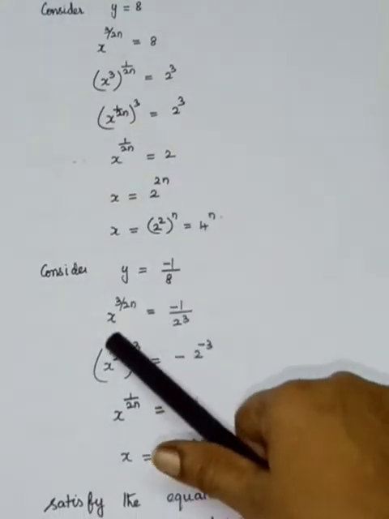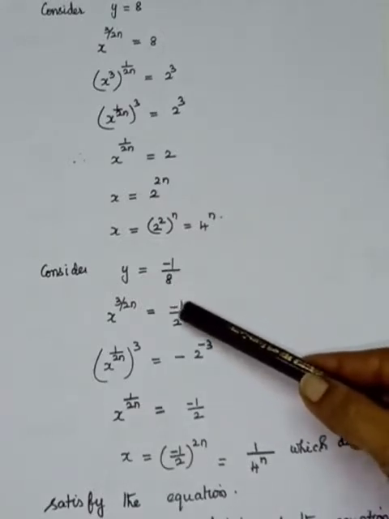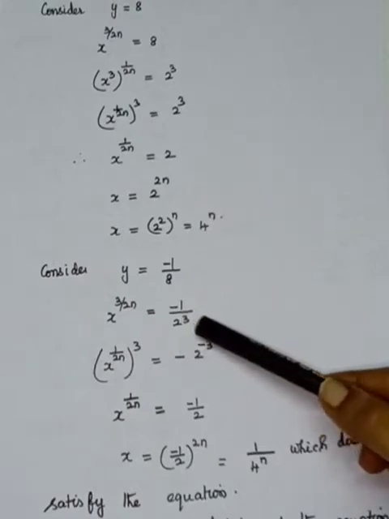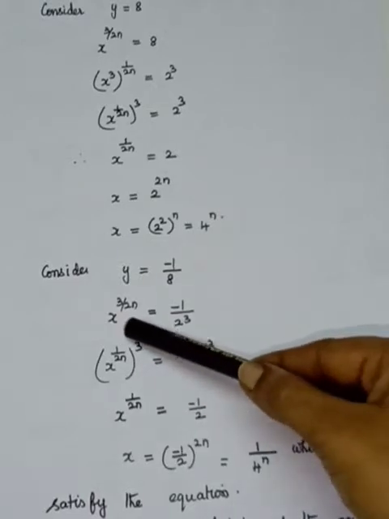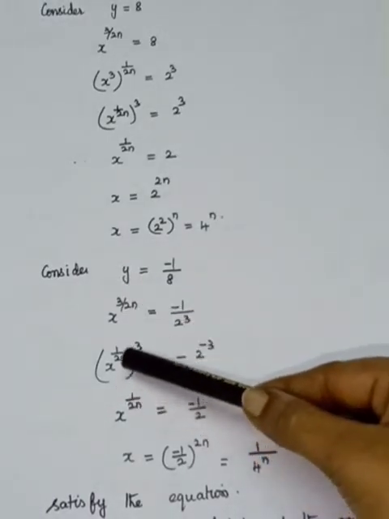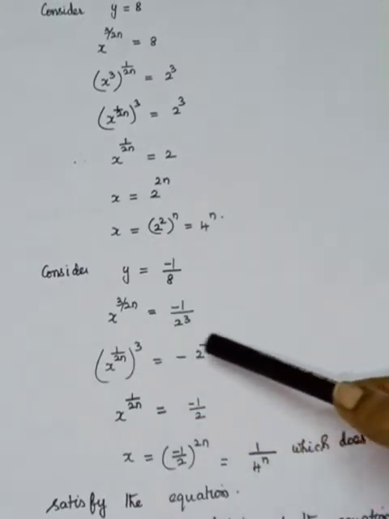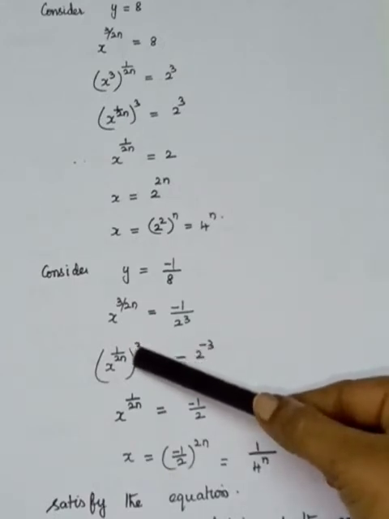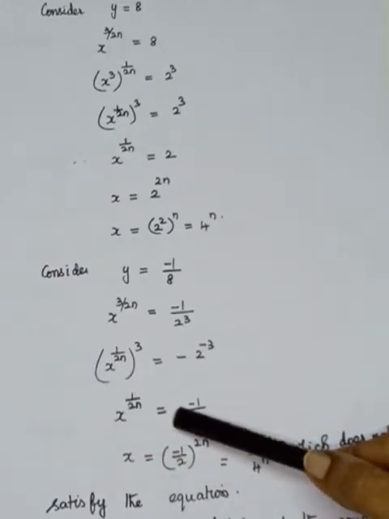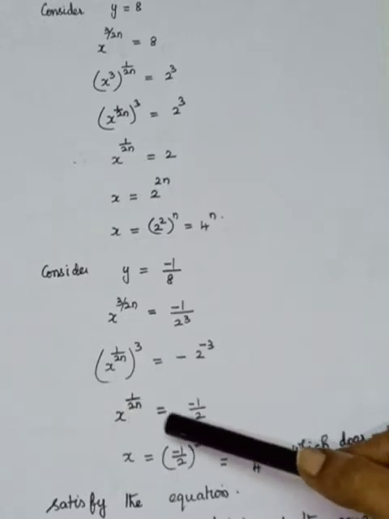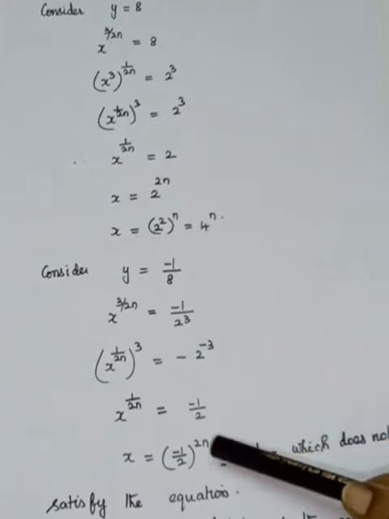So in the place of y, you have to substitute x power 3 by 2n. This minus 1 by 8 can be written as minus 1 by 2 cube. When you bring 2 cube to the numerator, it is 2 power minus 3. Here x power 3 by 2n can be written as x power 1 by 2n the whole cube. Here the power is minus 3, here the power is plus 3, so it gets cancelled. So you get x power 1 by 2n is equal to minus 2 power minus 1, which can be written as minus 1 by 2.